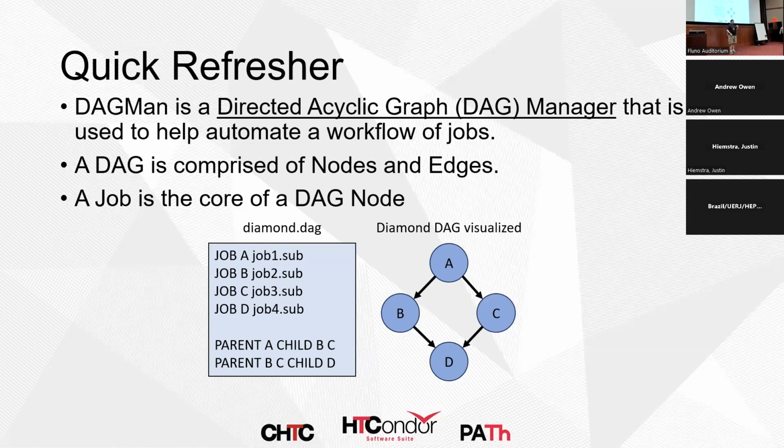So let's say you need one job to run before two other jobs because the first job's output is key input for the second jobs. Here's a very basic example of a DAG that we have. So we have a DAG file. This is a diamond DAG. On the left is the DAG file, and then the visualized DAG is on the right.